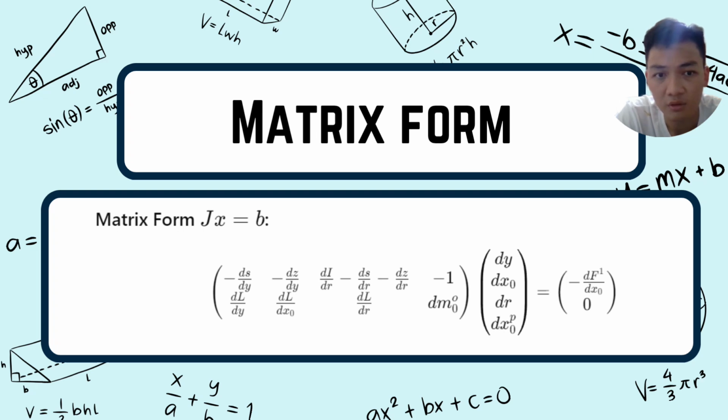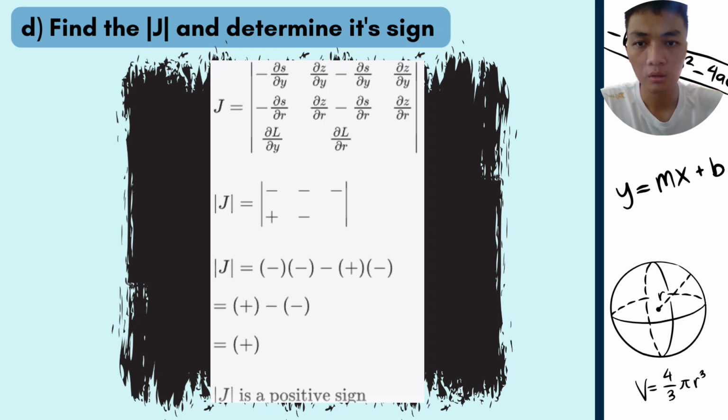Column vector x represents the variables of the system. The entries are the differentials dy, dx, dr, and d times x0. The right vector b represents the resulting vector after applying the matrix J to the vector x. The entries here are the derivatives of f1 with respect to x and a constant 0.